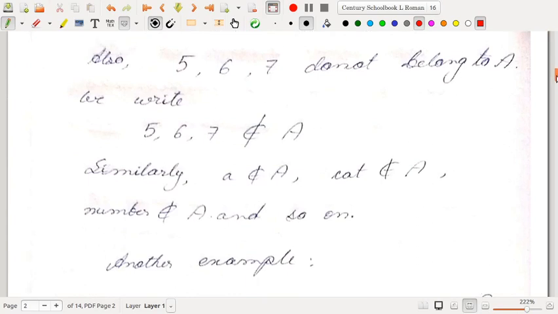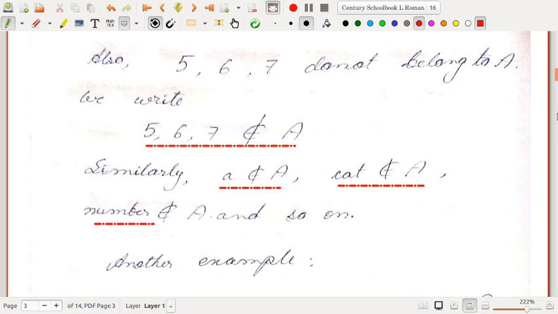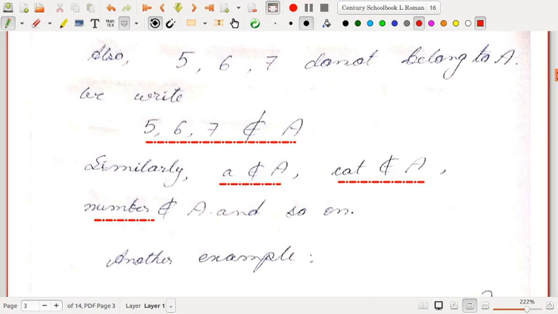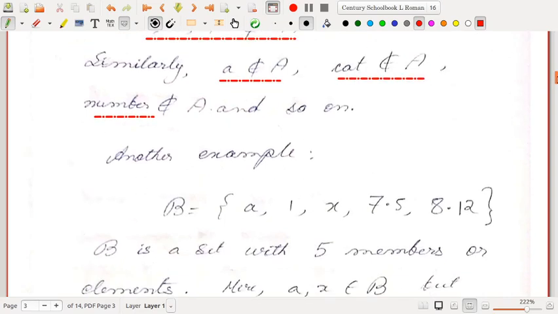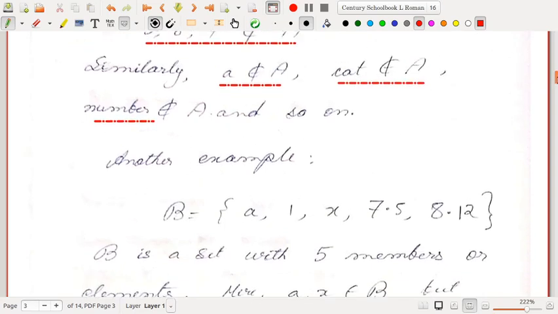Also for this particular set, 5, 6 and 7 do not belong to A. So we write it this way: 5, 6, 7 do not belong to A. Similarly, the letter A doesn't belong to A. Say the word cat does not belong to A, and so on. So what is the set A? The set A is the set which contains the numbers 1, 2 and 3. We are very much sure that A contains only the elements 1, 2 and 3 and nothing else.